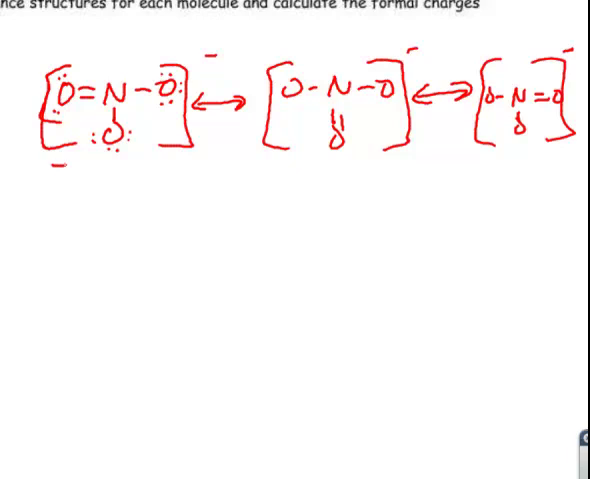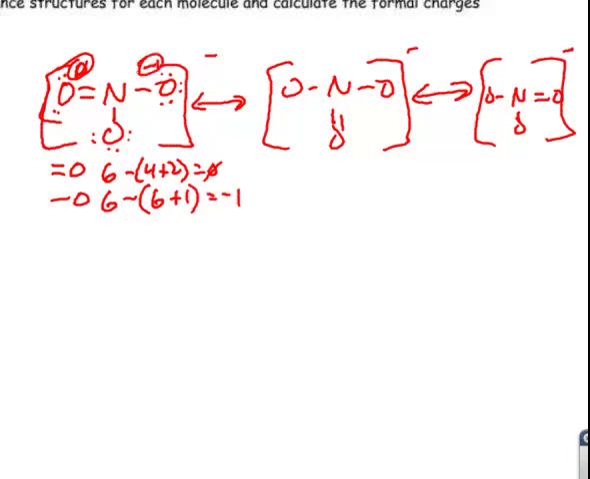For the doubly bonded oxygens, there are 6 minus the 4 plus half of 4, which is 2, and I get a 0. So I get a 0 for the doubly bonded oxygen. The singly bonded oxygen, 6 minus 6 plus 1 gives me a -1 charge on the 2 singly bonded oxygen. And then the nitrogen in the center, 5 minus 0 plus 4 gives me a positive 1 charge on the nitrogen in the middle.